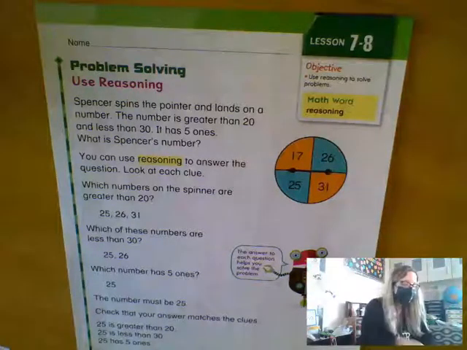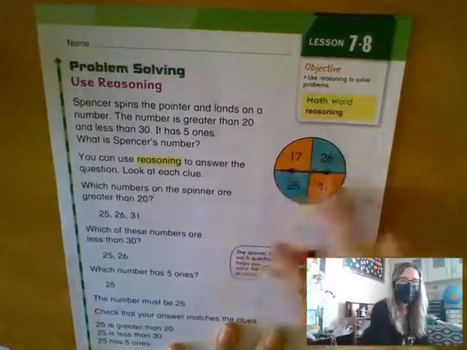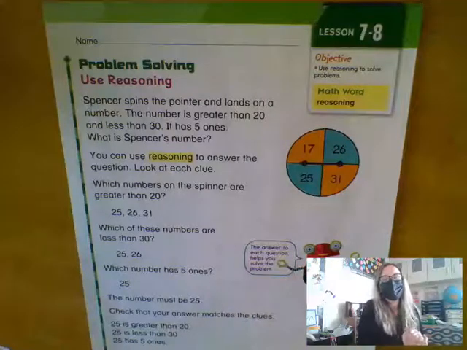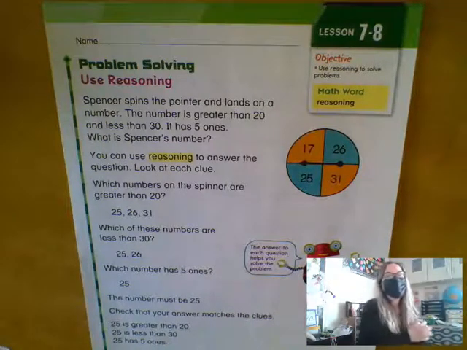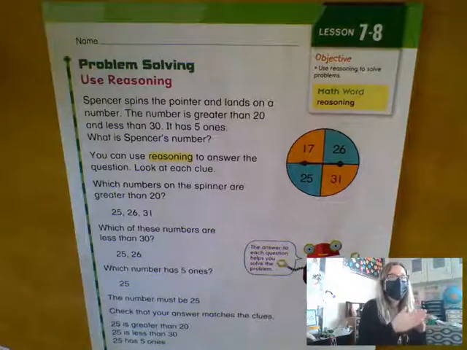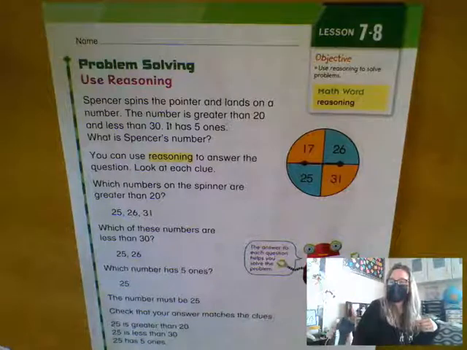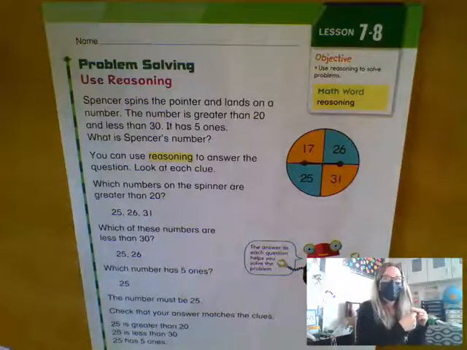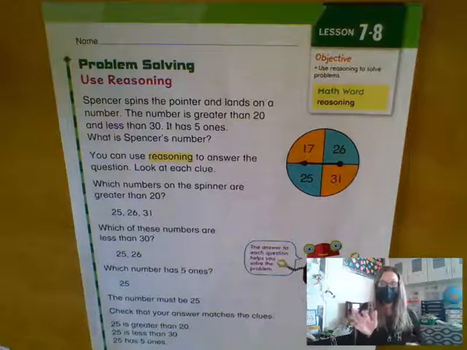So this is like a spinner. You can see if it was real, I could spin the spinner and it would spin around. And it says Spencer spins the pointer and it lands on a number. The number is greater than 20, so that means it's bigger than 20. And the number is less than 30. Okay? It has 5 ones.